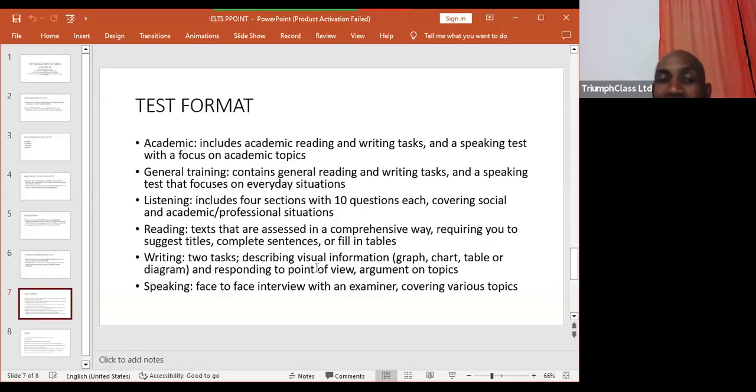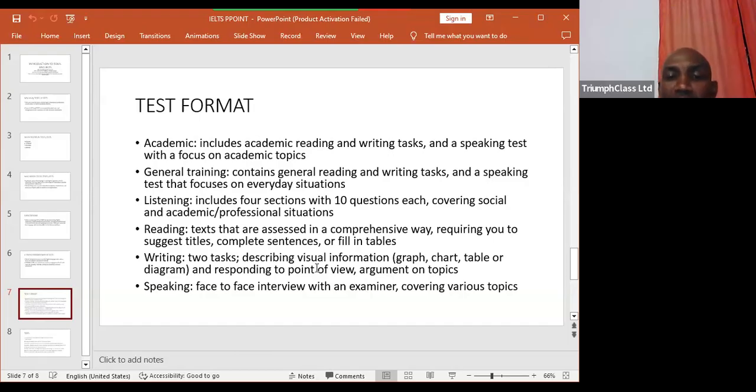For example, they ask you to suggest the title of a passage. At times, they give you sentences to complete, or they give you simple tables to fill in. You fill in with the information that you have read from the text. Then we have the writing component. It has two tasks. This is in IELTS. The writing component has two tasks.